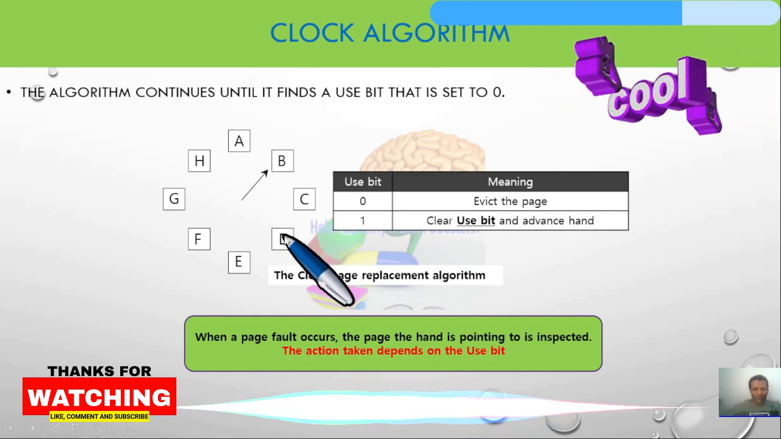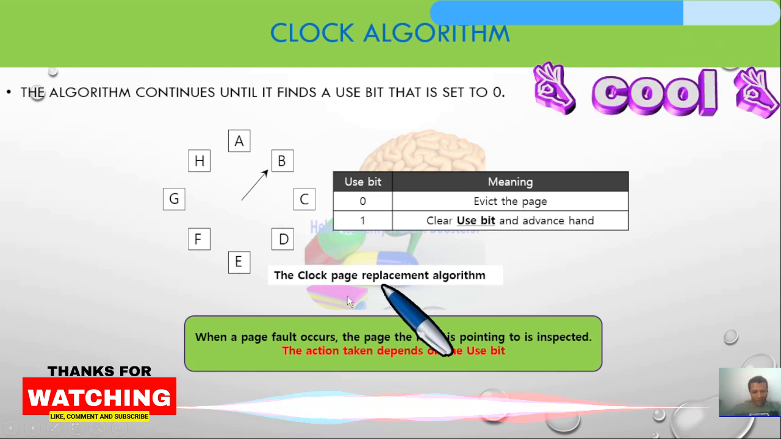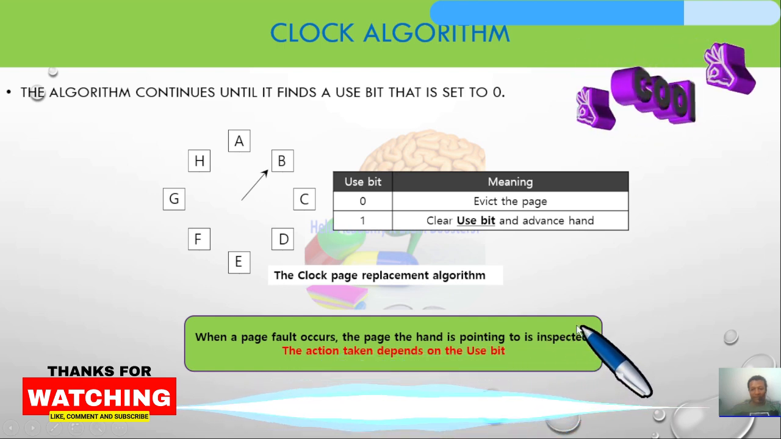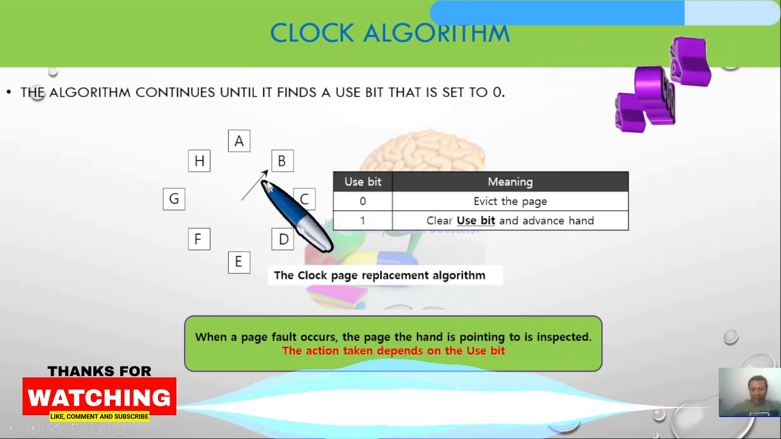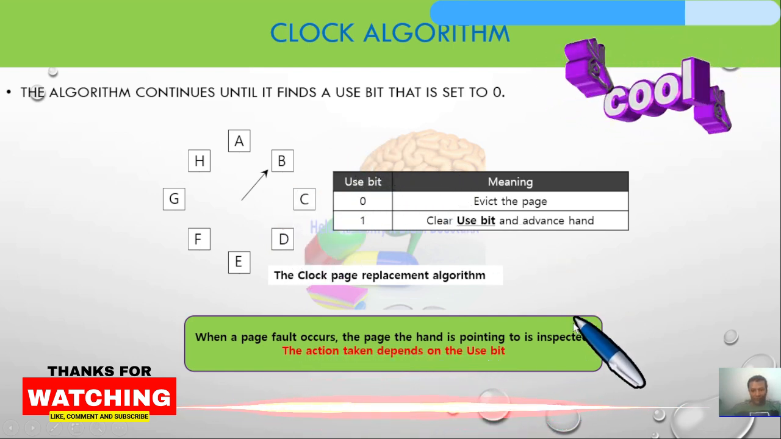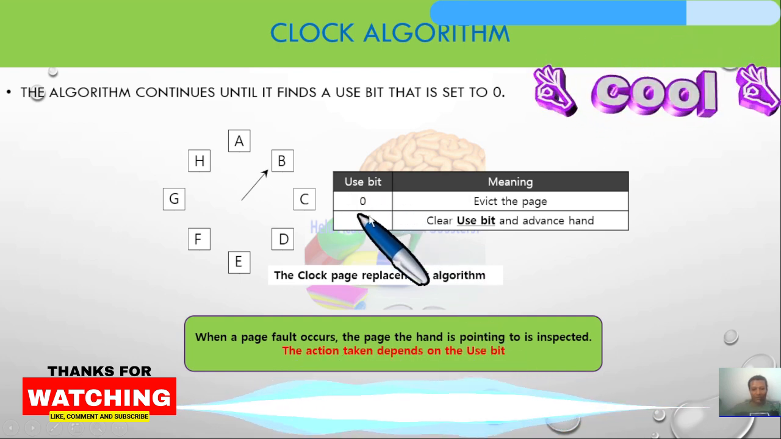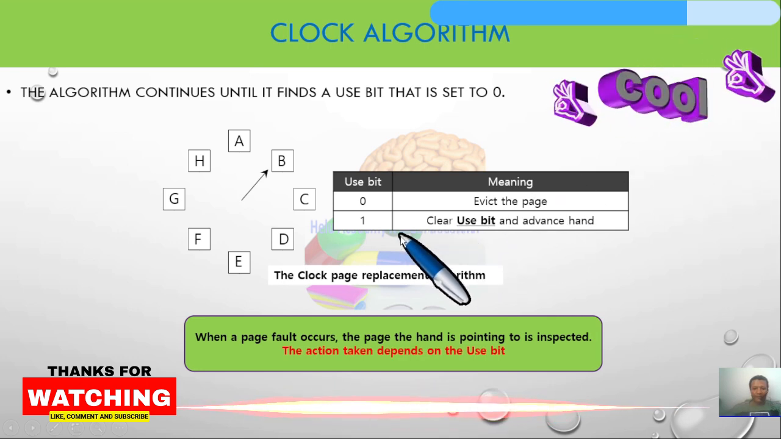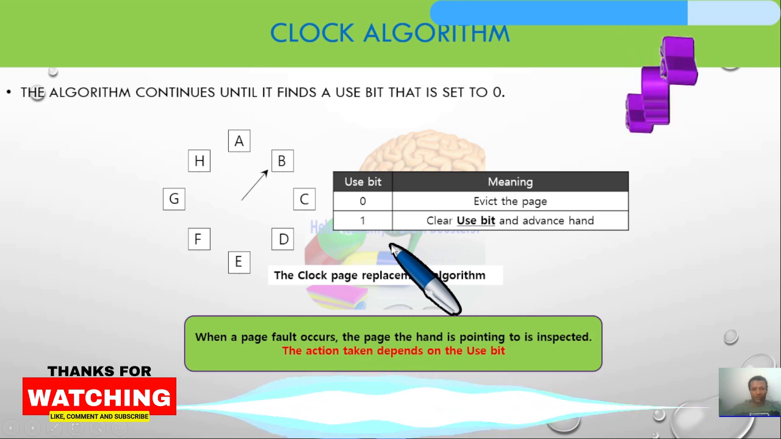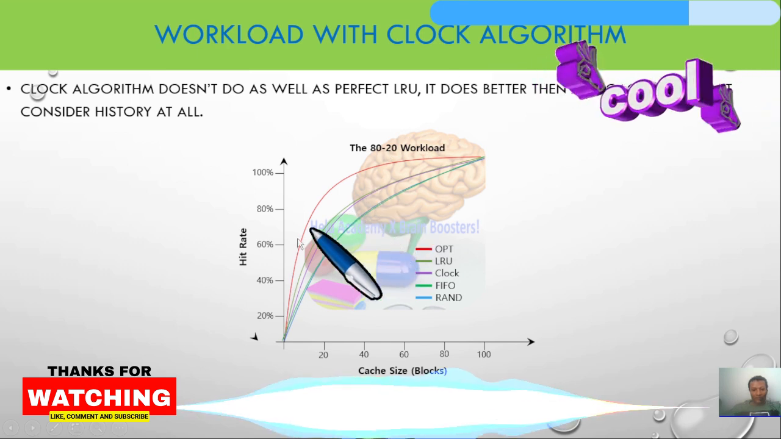If it is 1, it will continue here, like this. If it is 0, then automatically it will evict and use it. When a page fault occurs, the page the hand is pointing to is inspected. A page fault means the page is not in the primary memory. The action taken depends upon the use bit. If the use bit is 0, then it will be evicted. If the use bit is 1, then it will advance to another page to check which one should be evicted. Workload with clock algorithm again.